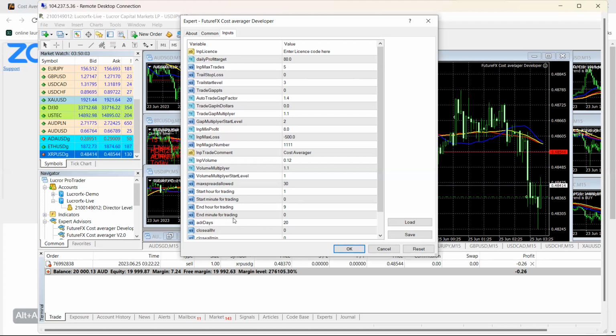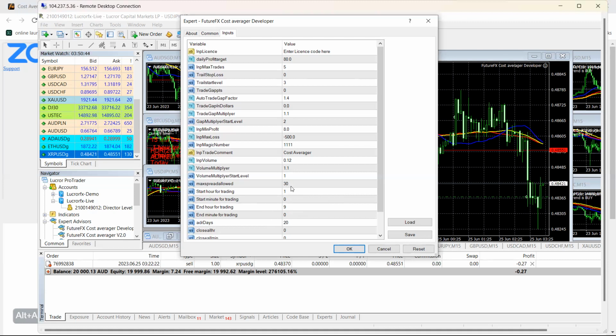And then we've got the end hour and end minutes. So 1 hour and 0 minutes after the market opens, this EA will start trading. 9 hours and 0 minutes after the market open, it's going to stop taking out initial trades. After 9 hours, it won't take out any more initial trades, but if it needs to take out extra trades on that particular pair to cost average into position, then it can still do that. But once it closes that group of trades and it's after 9:00 hours, then it won't take out any more until the next day. So these are settings that you can just choose yourself, of course.